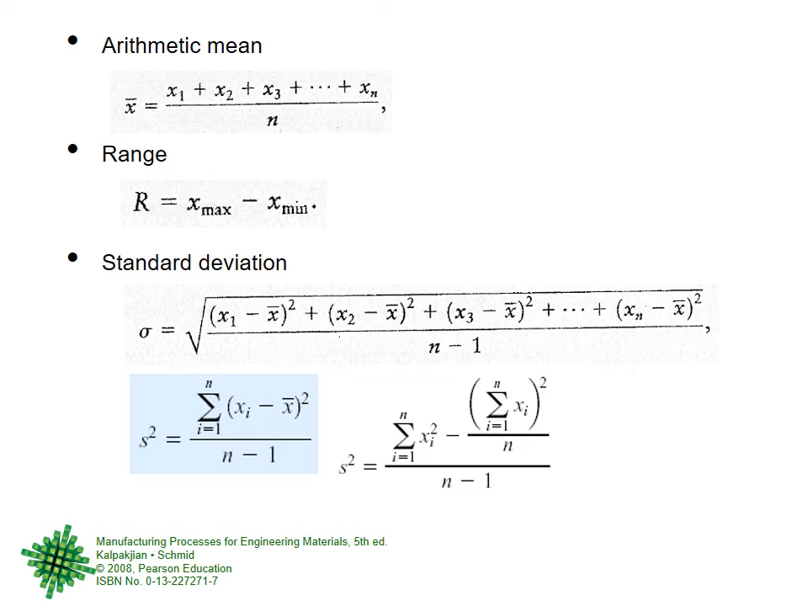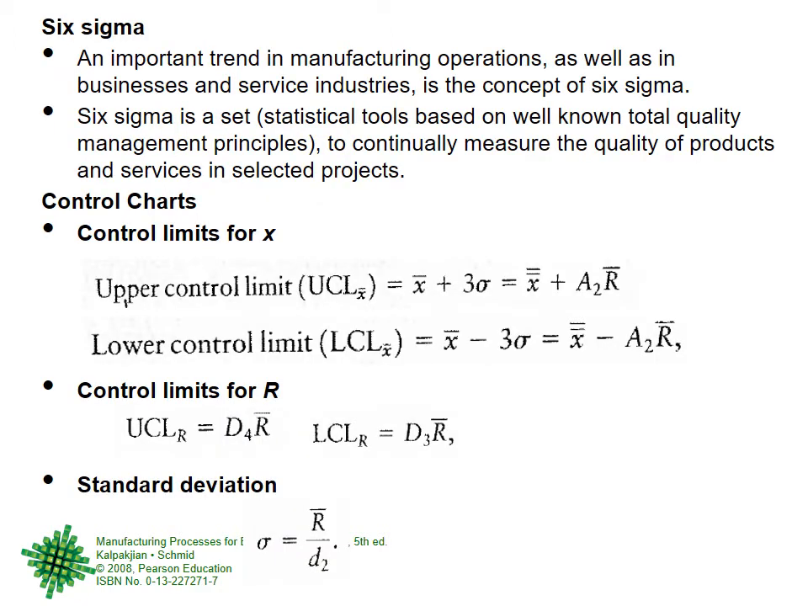the main formulas for mean or average, range and standard deviation, which will be used in statistical quality control. Six Sigma, right? Six Sigma. An important trend in manufacturing operations as well as in business and service industries is the concept of Six Sigma. Six Sigma is a set of statistical tools based on well-known total quality management principles to continually measure the quality of products and services in selected projects.